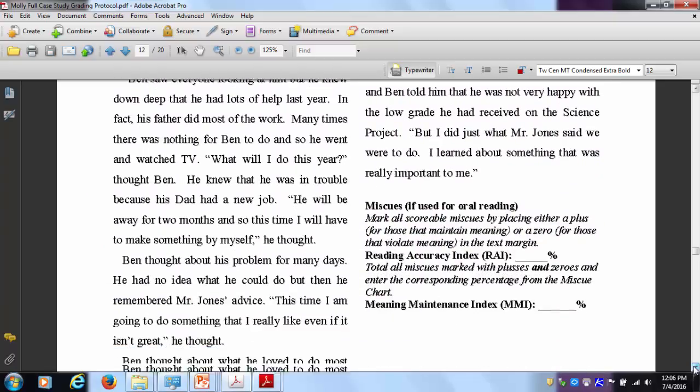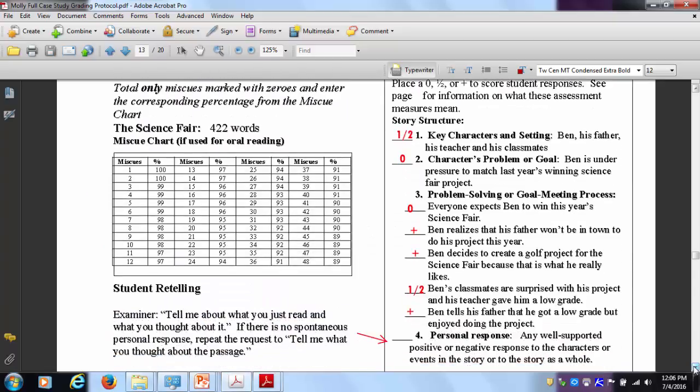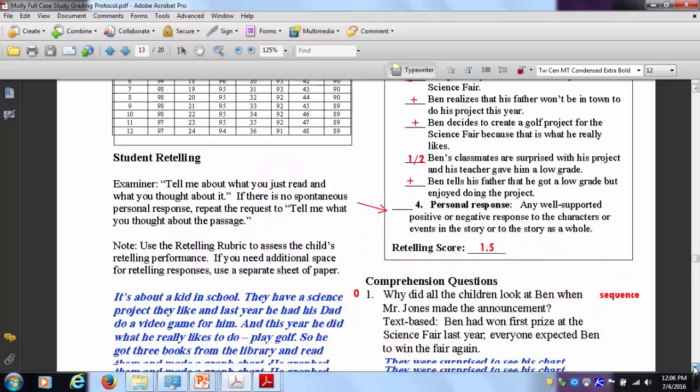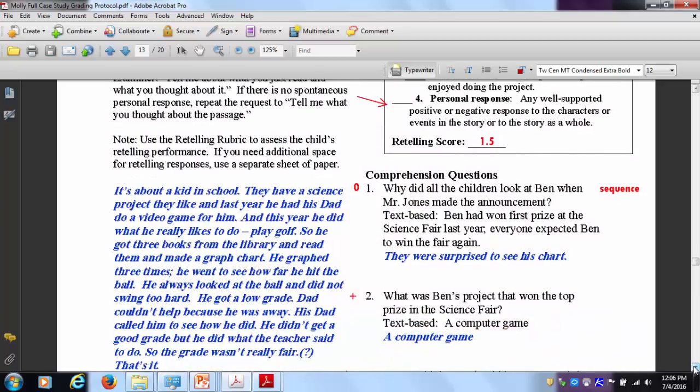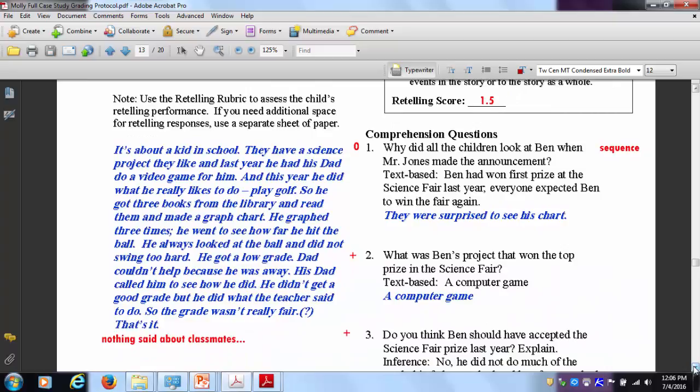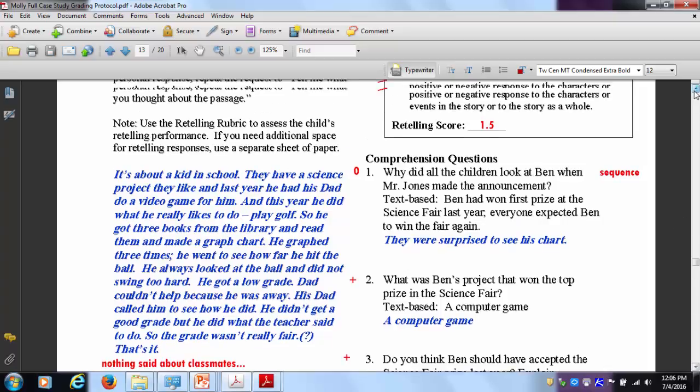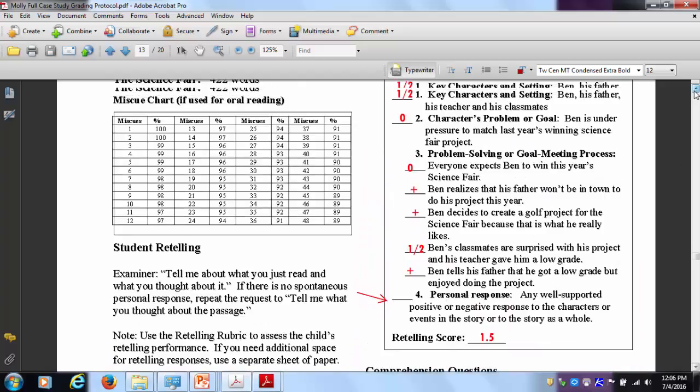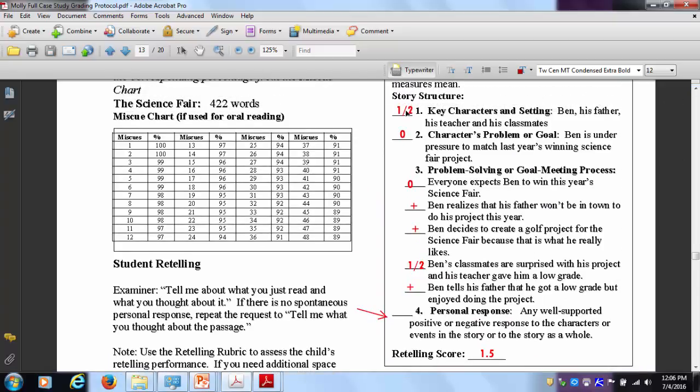silent. All right, the first thing we'll do is we'll take a look at the retelling. Here in the retelling, it's very interesting, absolutely nothing is reported about the classmates. And they're crucial in this story also. So when we get to retelling, we only can give a half.